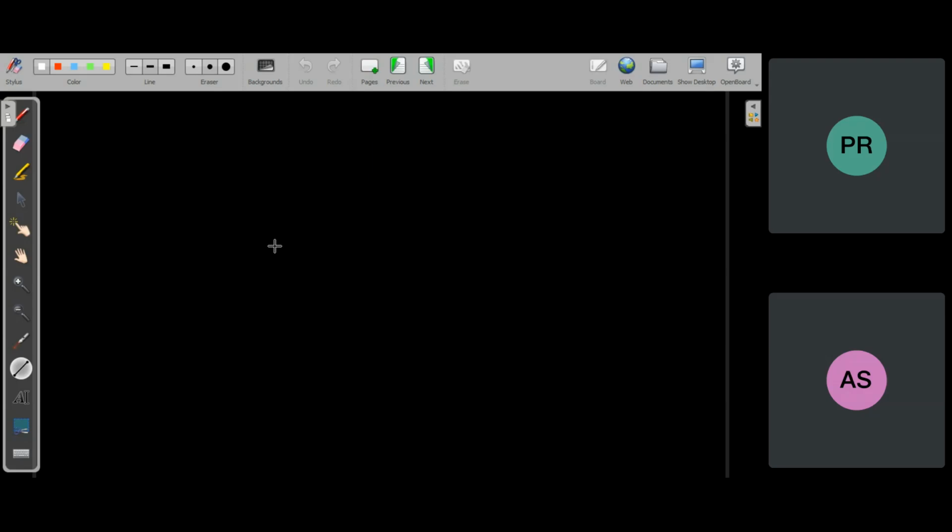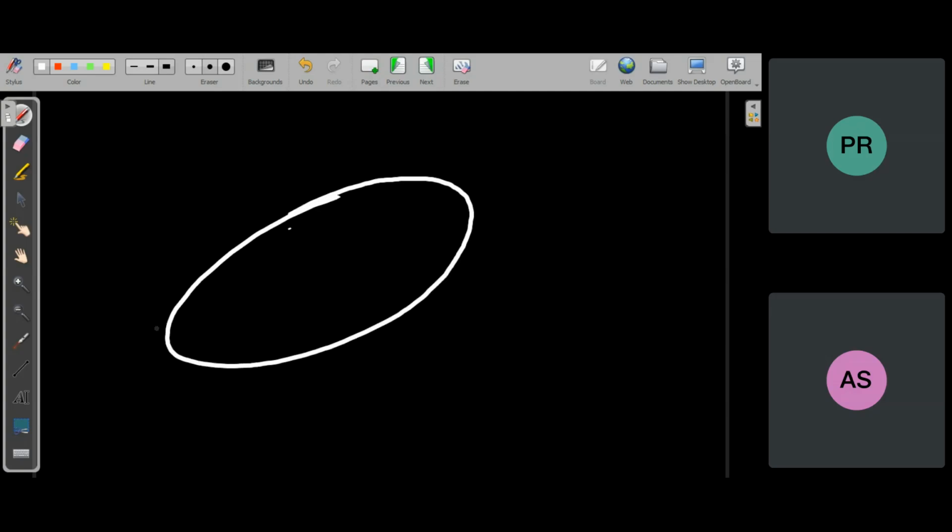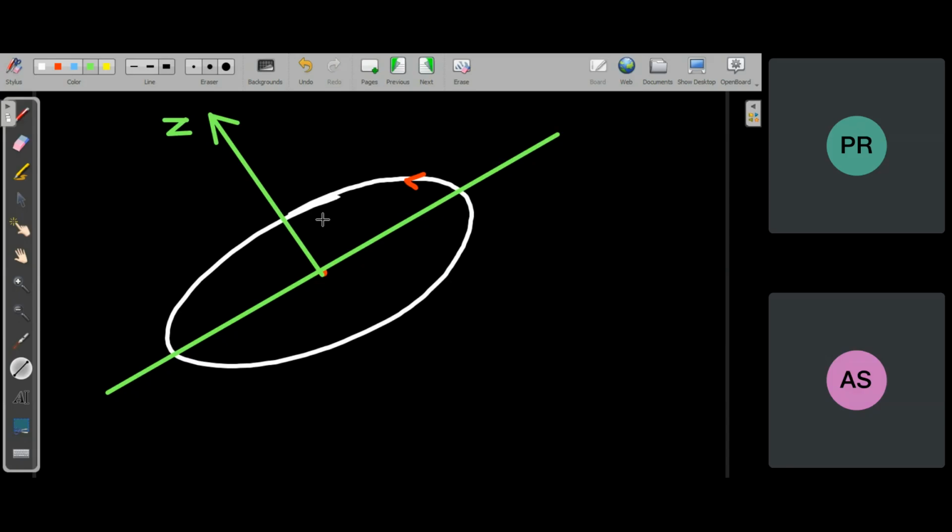But suppose the circular motion is not in a horizontal plane, but is inclined like this. Then also the angular velocity will be perpendicular to the plane of motion, so it will be in this direction. Now it is my choice. I will take the z-axis in this direction. I can take my z-axis along this direction, and then I will say angular velocity is along z. But if I take angular velocity along z, then the plane of the circle will become the xy plane, right?